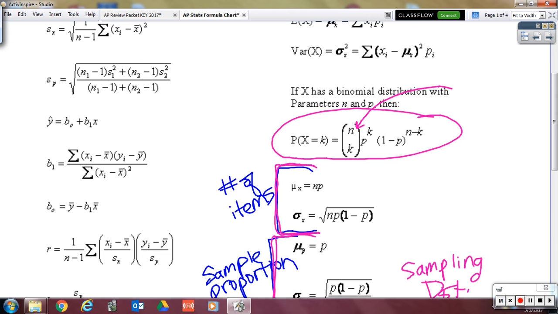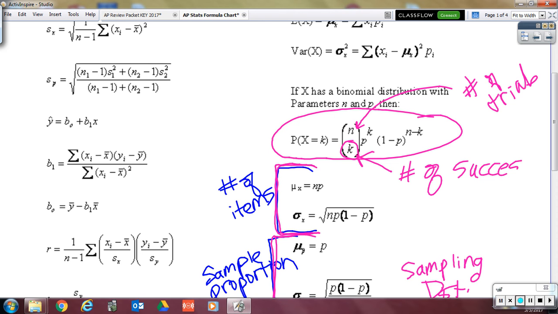What does this N stand for? The number of trials, or the number in your sample. And then what is this K? The number of successes that you want. Yep. And then this P here is the probability of success. There are K successes, and then these ones over here are how many failures. So the failures plus the successes totals up to N.